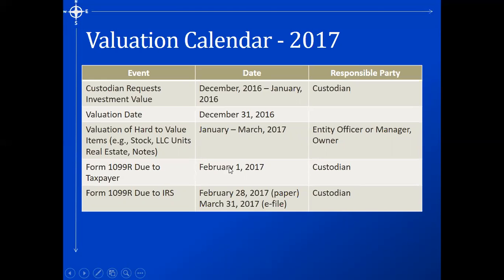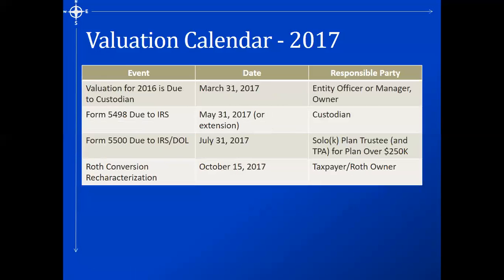And then also, during that same period of time, on February 1st, the custodian has to issue Form 1099-R, which is the Form 1099 that itemizes distributions and other items of income for the IRA owner. And then on February 28th, if the custodian is submitting those by paper, they have to go to IRS. And then there's a hard deadline of March 31st if the custodian is e-filing the Form 1099 with IRS.